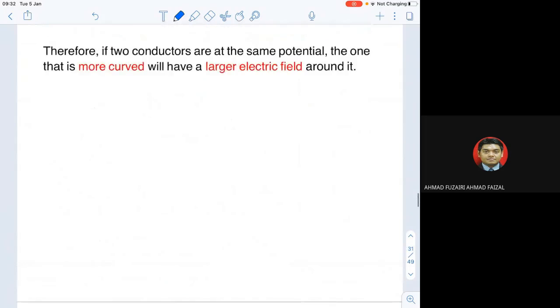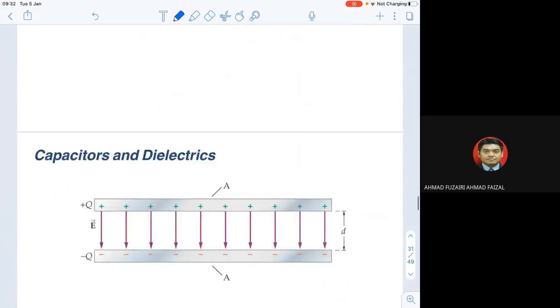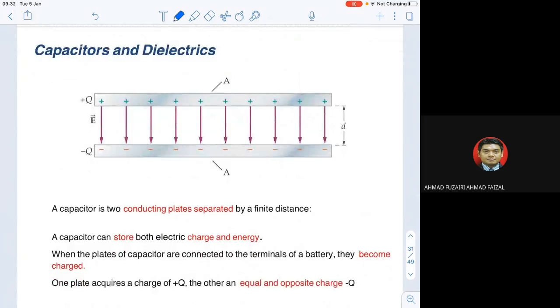Okay, maybe we take a break for 1 or 2 minutes before we continue with the capacitor and dielectrics.